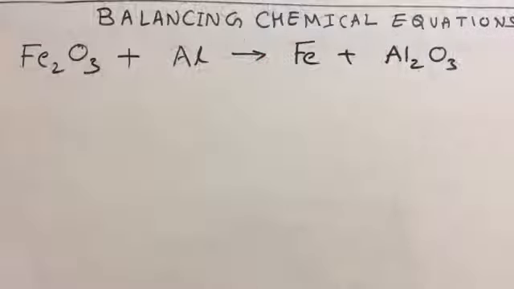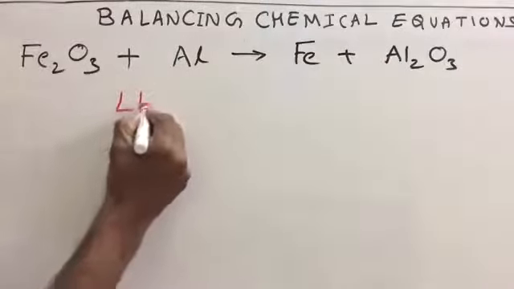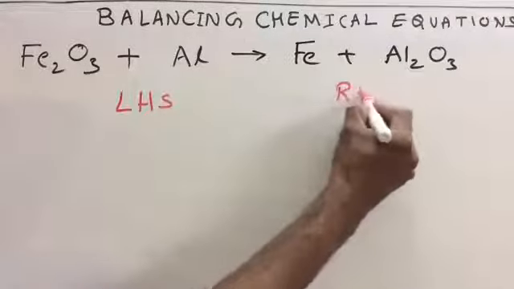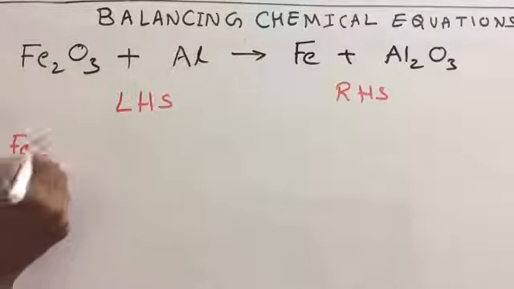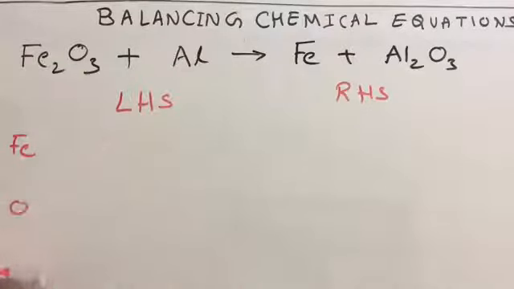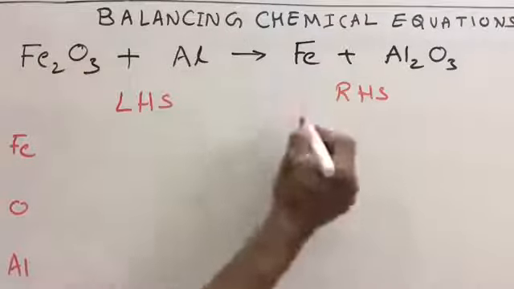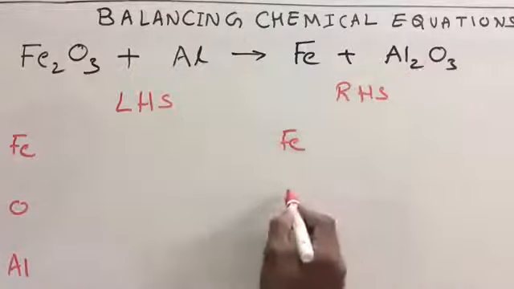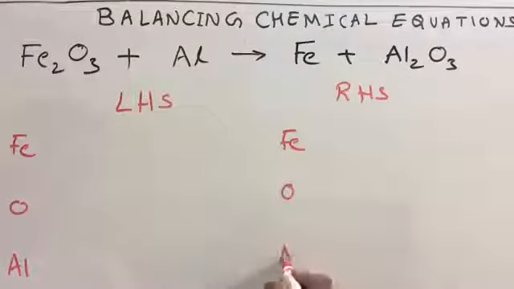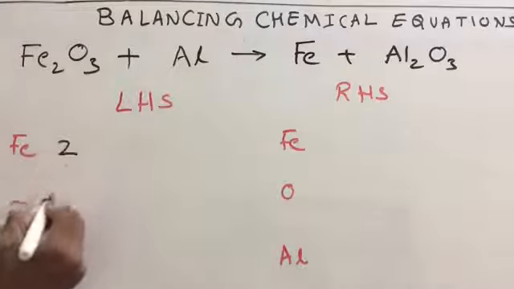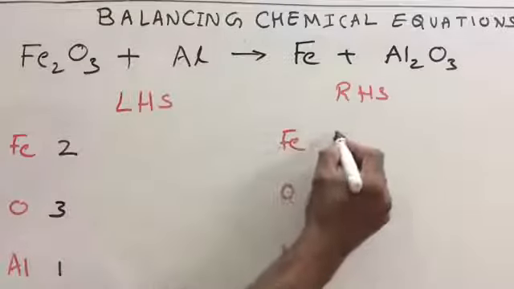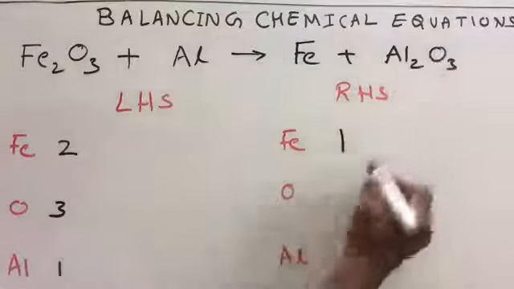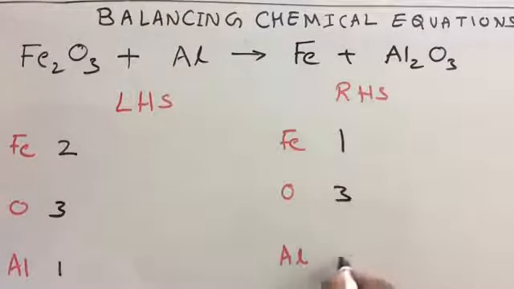One more equation. Write the equation first and then write LHS, RHS. On LHS the atoms: you have iron atom, you have oxygen atom and you have aluminium. Similarly on RHS you have iron, oxygen, aluminium. Now check the number of atoms of each. For iron you have 2 on LHS, for oxygen you can see 3 you have, aluminium 1. On RHS iron you have 1, oxygen you have O3 means 3 here, aluminium Al2, 2.